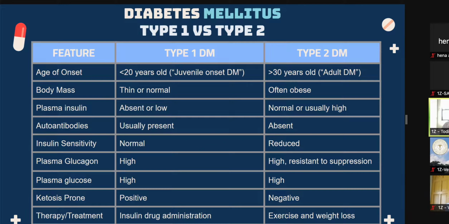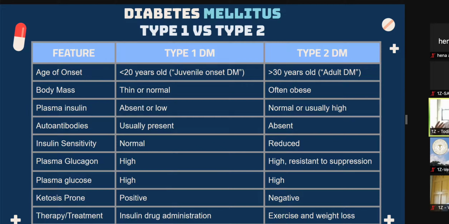Plasma insulin in type 1 diabetes is absent or low, while in type 2, it is usually normal or usually high. And sa autoantibodies naman natin, usually present siya sa type 1 diabetes. For insulin sensitivity, normal yung sa type 1 and then reduced yung sa type 2. That's why nagkakaroon tayo ng insulin resistance. For plasma glucagon, both sila na high. However, sa type 2 DM naman, resistant to suppression yung plasma glucagon levels.